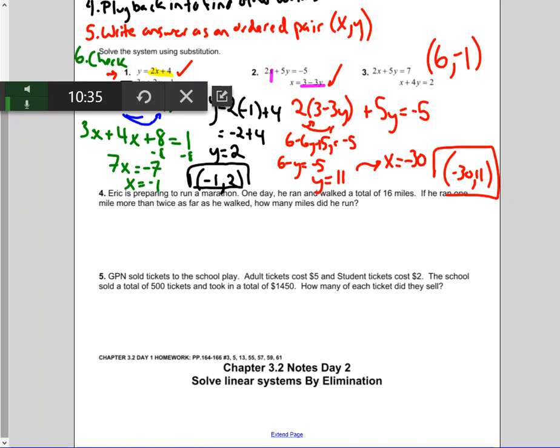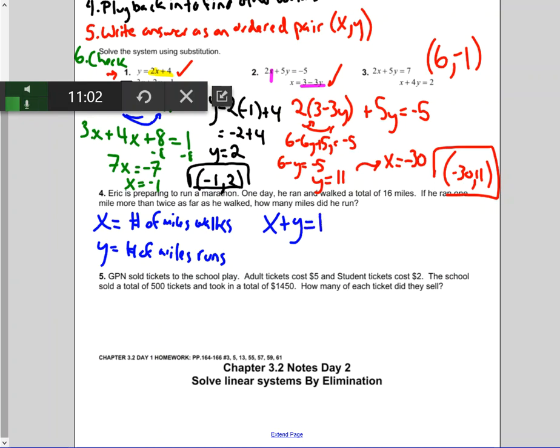Beautiful. So, let's see. Let x be the number of miles Eric walks, and y be the number of miles he runs. Okay. One day he ran and walked a total of 16 miles. So when we add those two together, x plus y equals 16. Gorgeous.